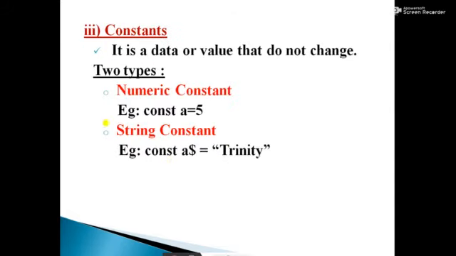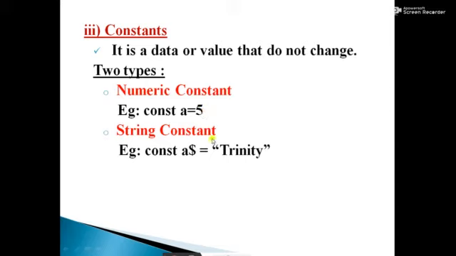Okay. The next one, constant. Constant means what? The value does not change during the execution of the program. It contains two types: numeric constant and string constant. A numeric constant means it holds some integer value. For example, const a is equal to 5. Here a is a numeric constant. The value 5 is assigned to this numeric constant.